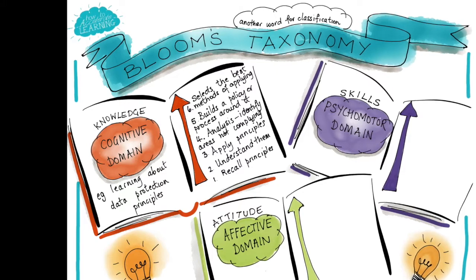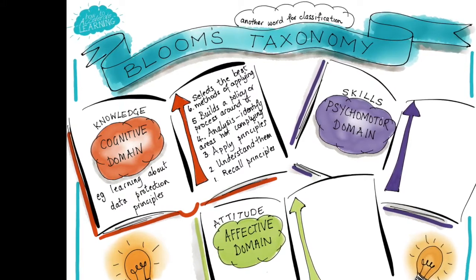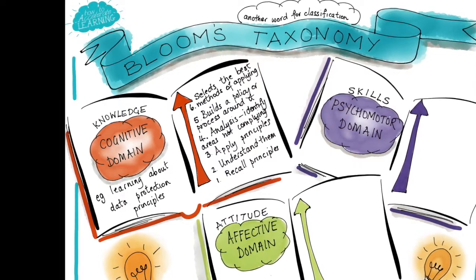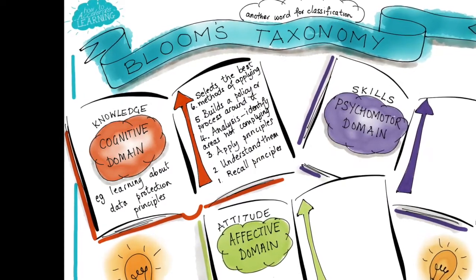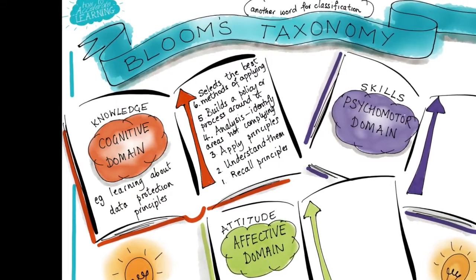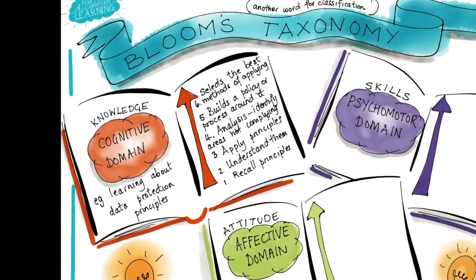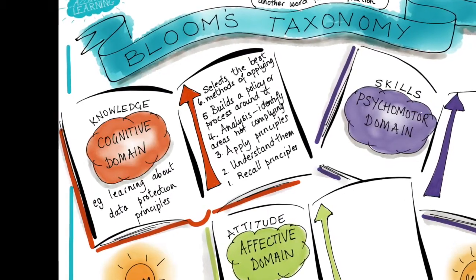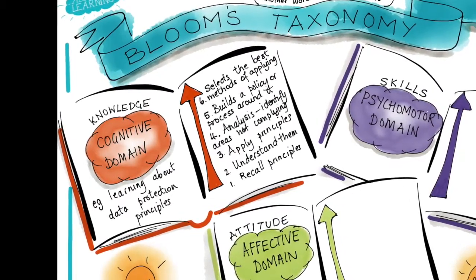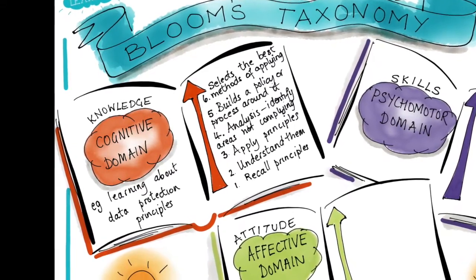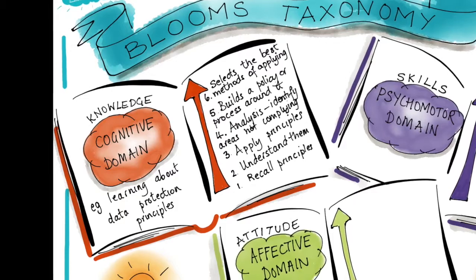Let's look at the cognitive domain first of all. And we're going to use the example of learning about data protection principles. At the simplest level, you may just require people to recall the principles. At the next level, you'd want them to understand them, and they'd have to demonstrate that understanding. At the next level, going deeper, you'd want them to be able to apply those principles.